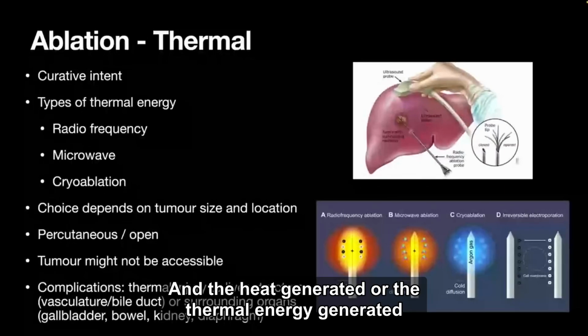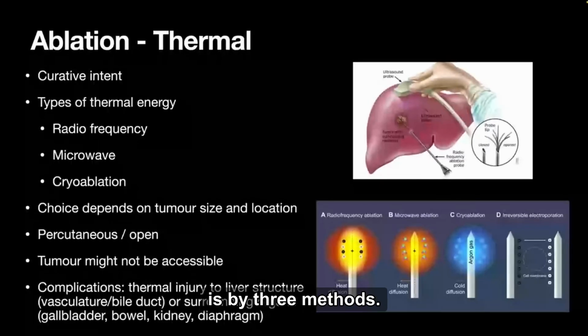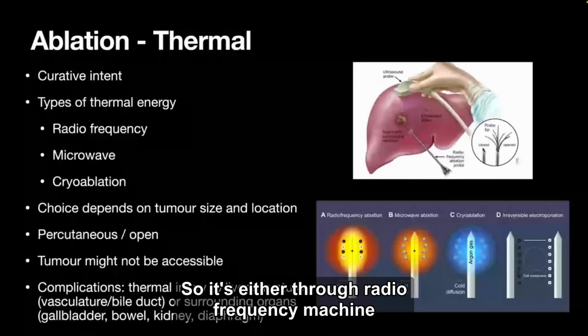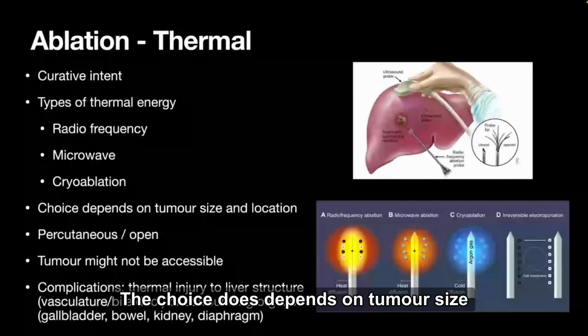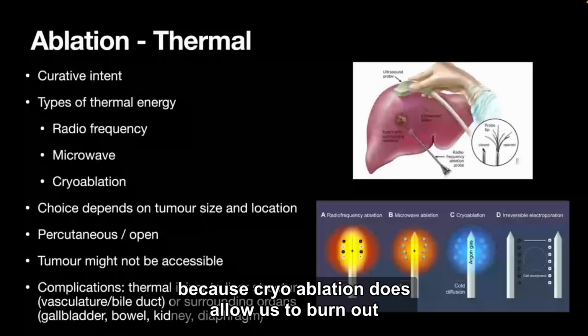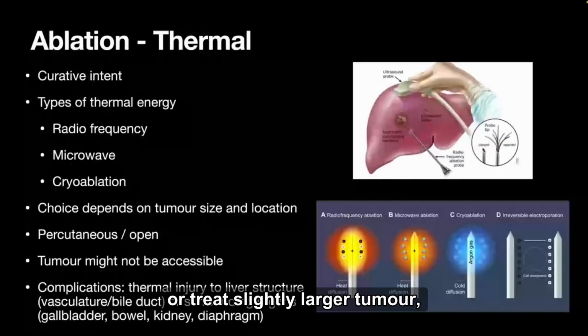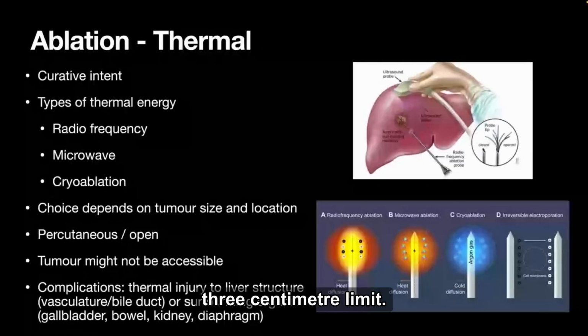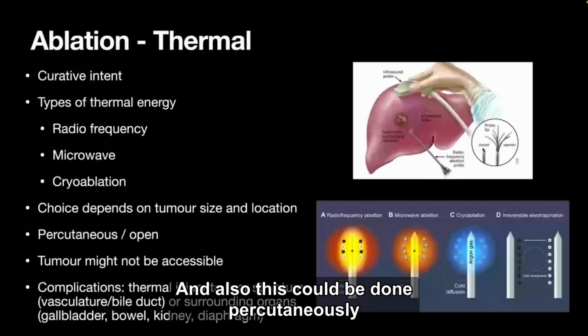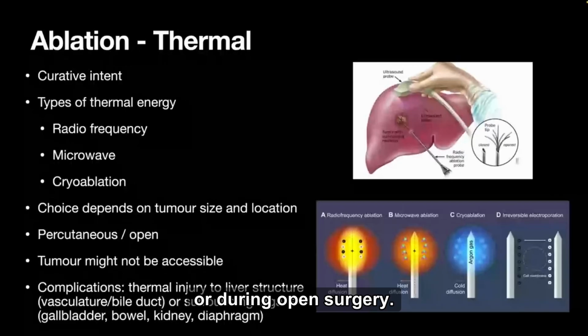And the heat or thermal energy is generated by three methods: either a radiofrequency machine, a microwave machine, or a cryoablation machine. The choice does depend on tumor size, because cryoablation allows us to treat slightly larger tumors, slightly more than 3 centimeters, whereas the other two we mainly treat within the 3 centimeter limit. And this could be done percutaneously or during open surgery.